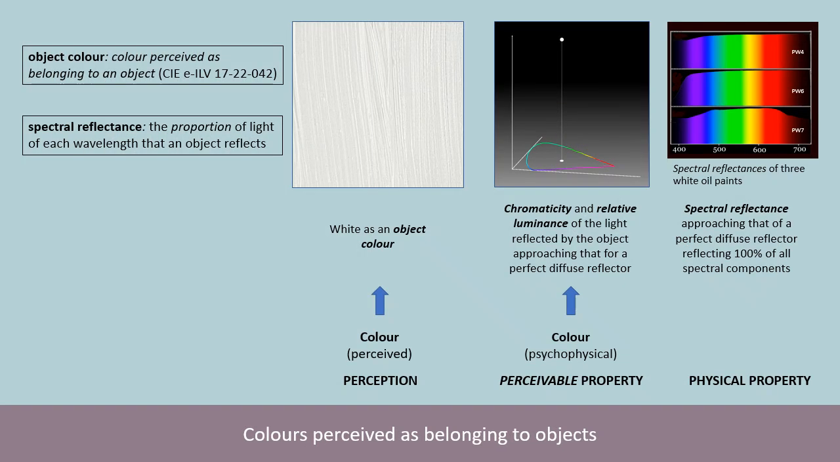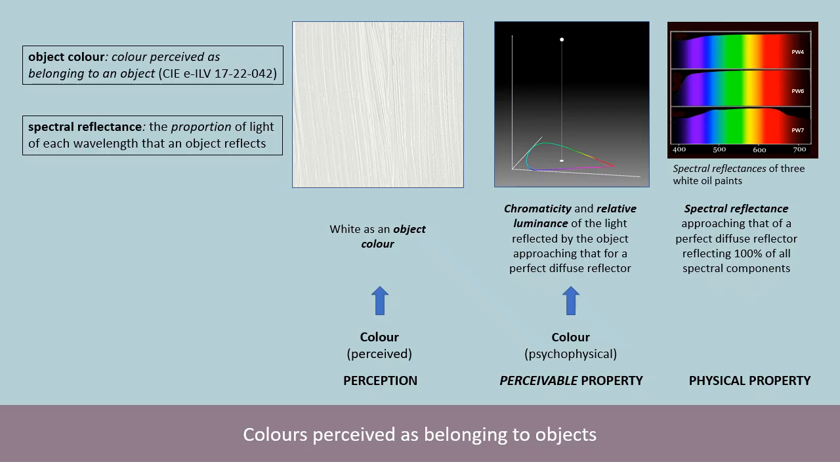But what about colours of objects? There are two important concepts here. An object colour is the colour we perceive as belonging to an object, and a spectral reflectance is the wavelength by wavelength proportion of light falling on an object that the object reflects, shown by a spectral reflectance curve like the ones on the right.